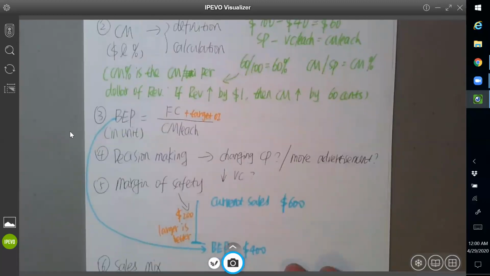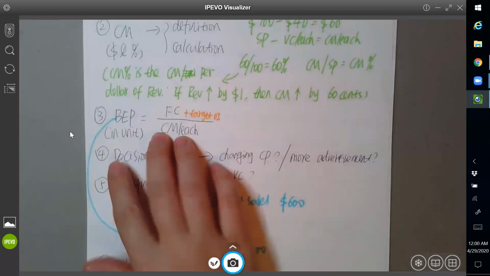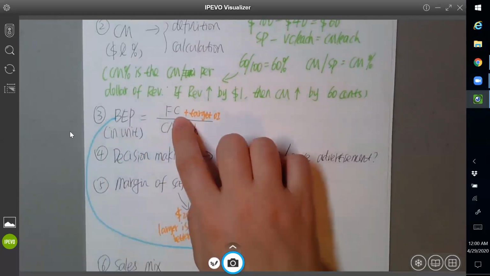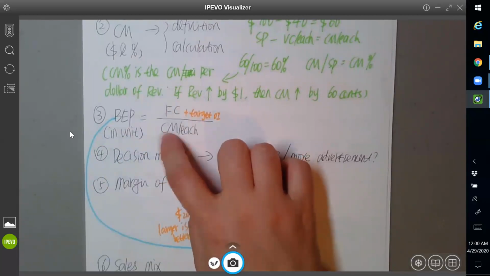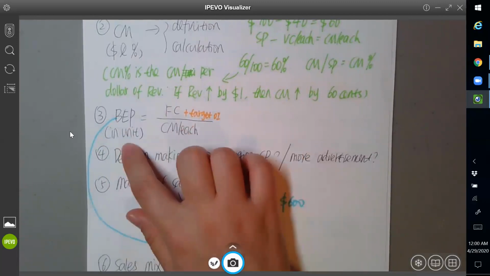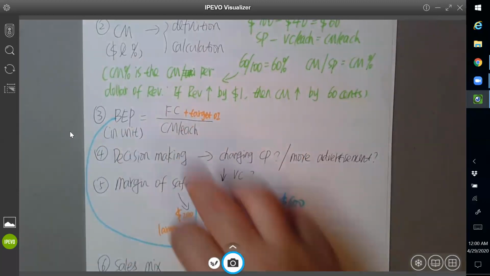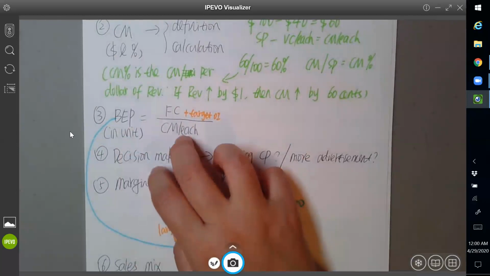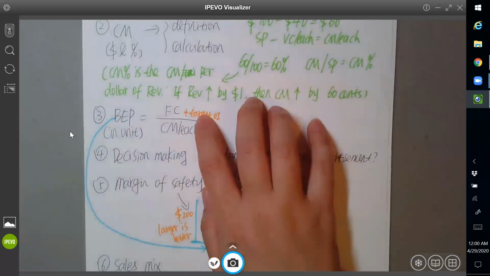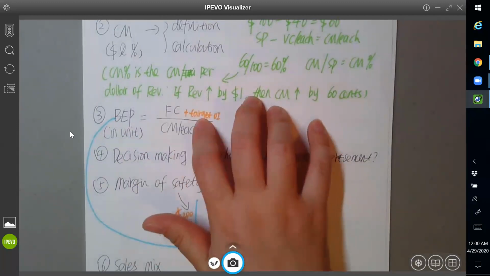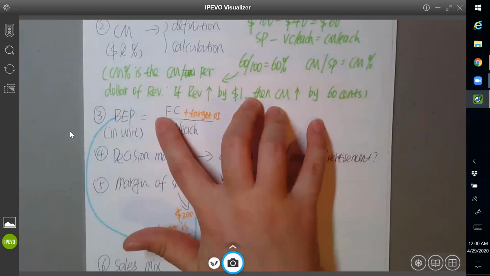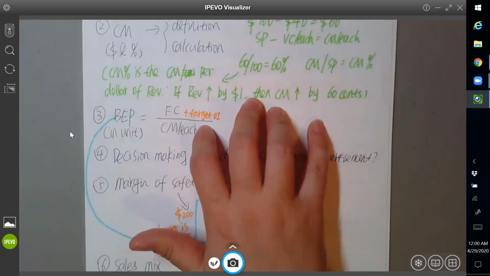After that, we also talk about break-even point. Basically, it's how many units you have to sell to cover your fixed cost. So your fixed cost divided by contribution margin for each unit gives you the units. But if you take fixed cost divided by contribution margin percentage, that gives you the dollar amount. We also talked about if you have a targeted operating income, then your numerator will be not just fixed cost, but also target operating income.